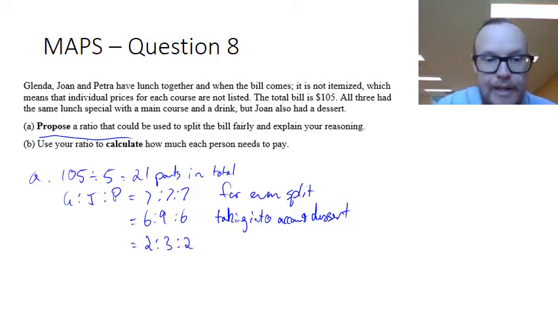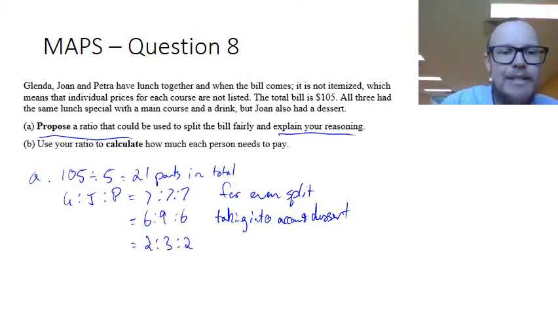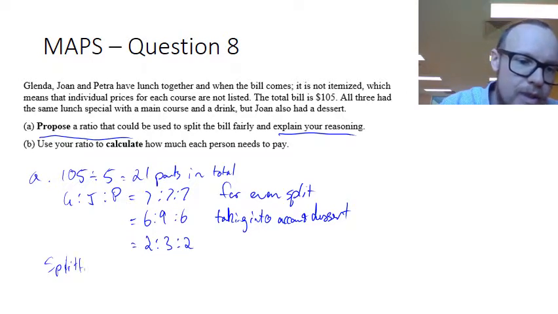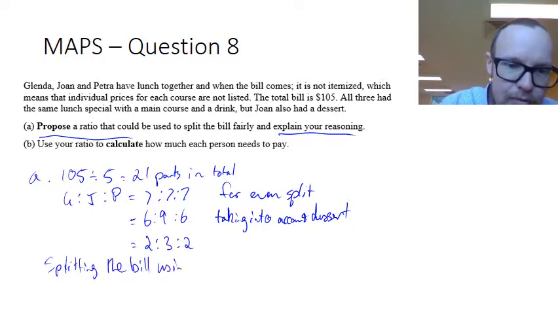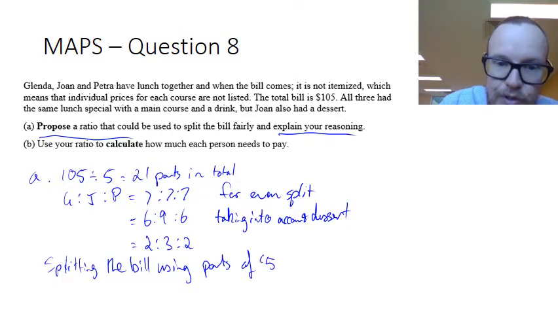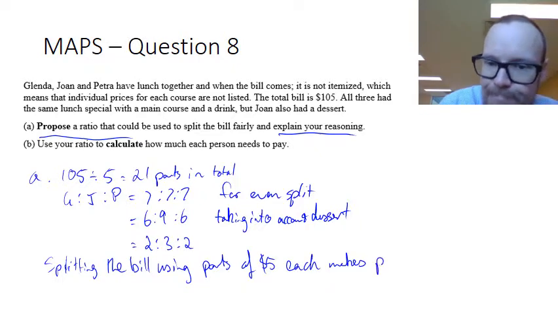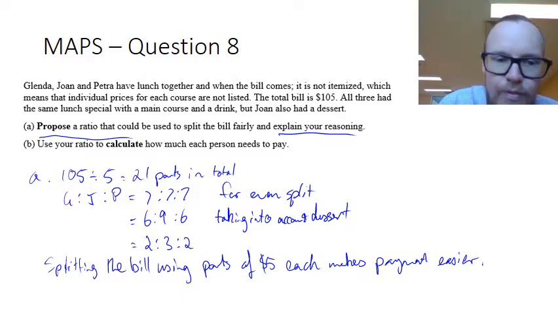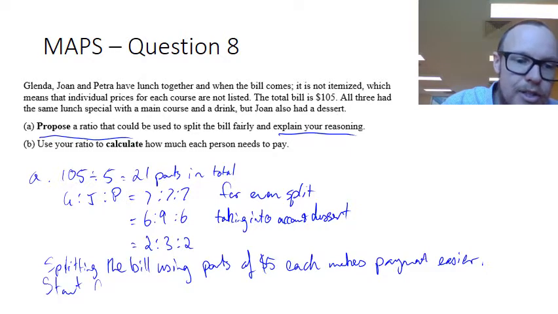So we can say here then that, because we're asked to explain our reasoning, we can say splitting the bill using parts of $5 each makes payment easier. And then we can start distributing evenly.